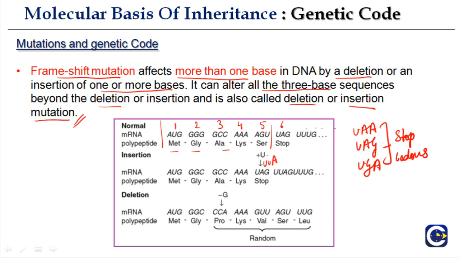Okay, but now if you look at this example here, let's go through the sequence one by one. AUG, GGG, GCC, AAA. Next is AGU. But now there is an addition of U here. So here is where the U is added now. So it is UAG.